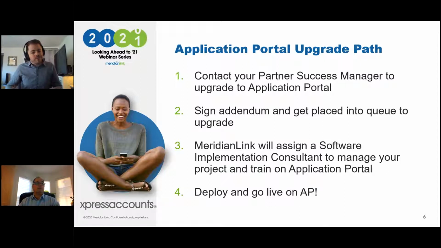All you have to do, basically, is sign the addendum, and you get placed into the queue. MeridianLink will assign an implementation consultant to do the project management for you, and will train you on Application Portal, get that set up, and you'll go live. Typically, we have anywhere between a 3 to 6 month deployment time from when you actually start deployment to when AP is going to be available in your production site.